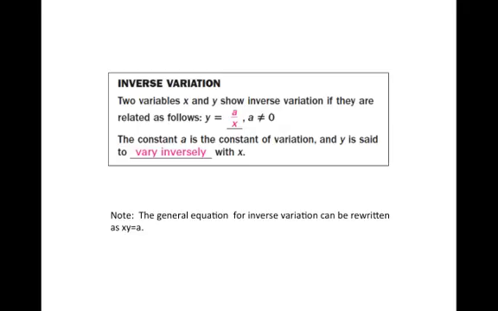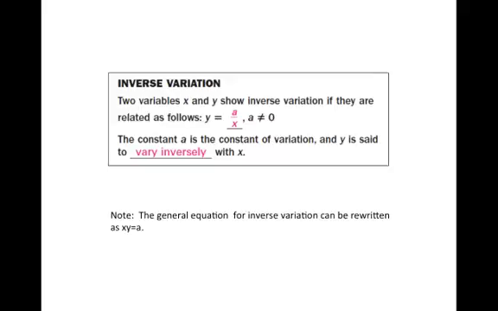If you'll recall, direct variation is something that we studied way back at the beginning of the year when we did linear functions, and that is y equals a times x. I have it there at the top of your notes. And a can't equal 0, and y equals a times x. And as x goes up, y goes up. As x goes down, y goes down.